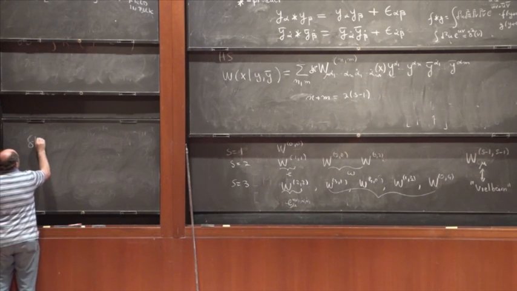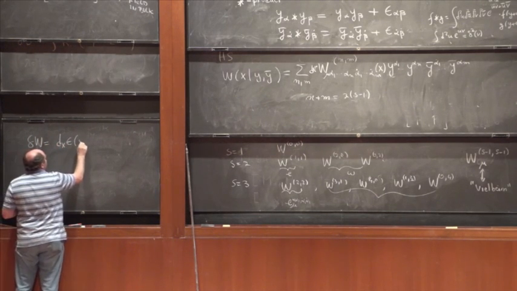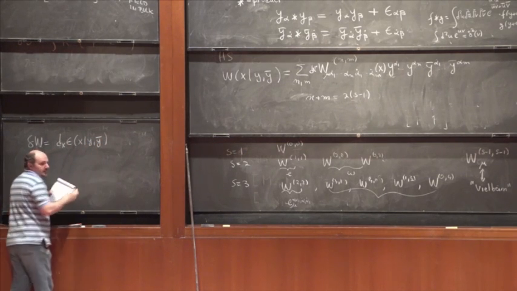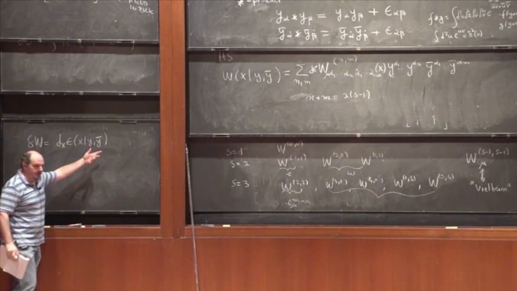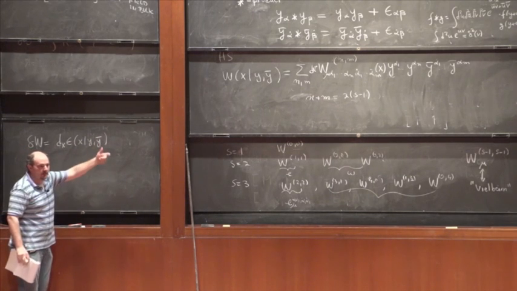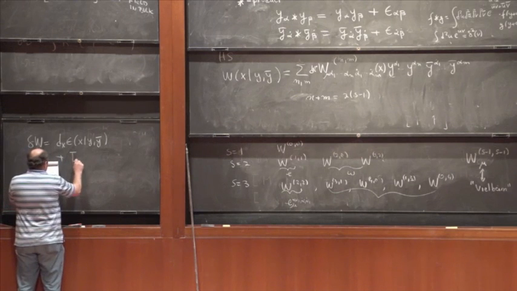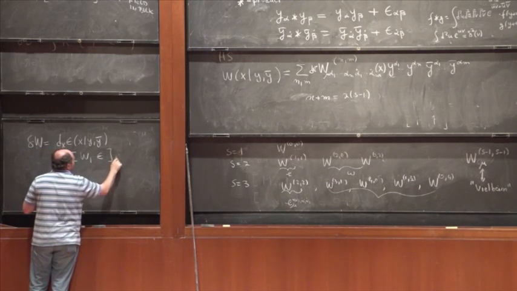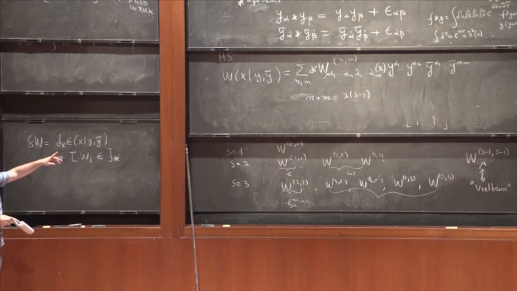Its gauge transformation is the usual one. You'd have a gauge parameter which itself depends on x and these extra variables, which play the role of the gauge group generators, right? Plus a commutator. So this will be the gauge transformation associated with this W.